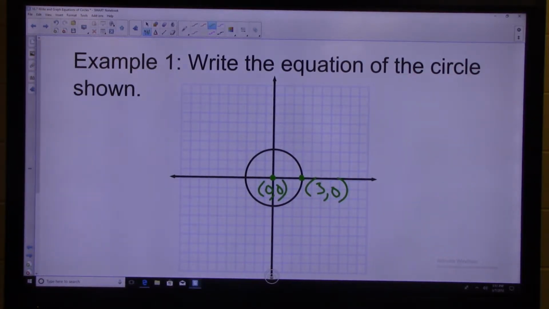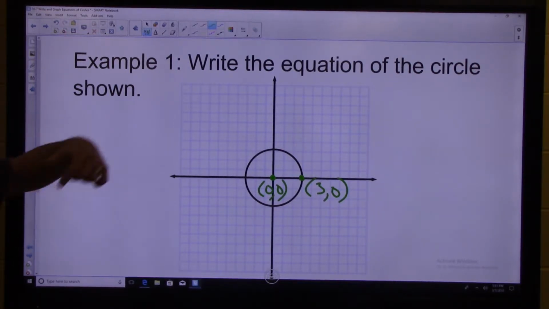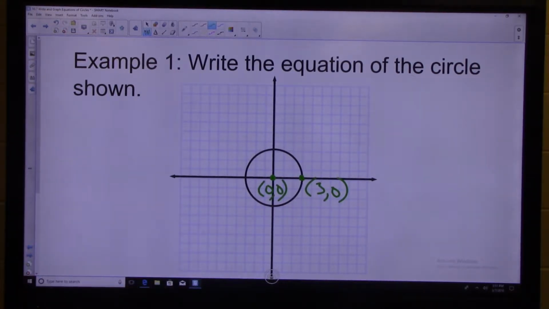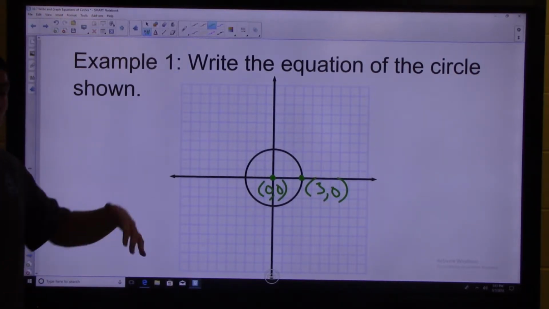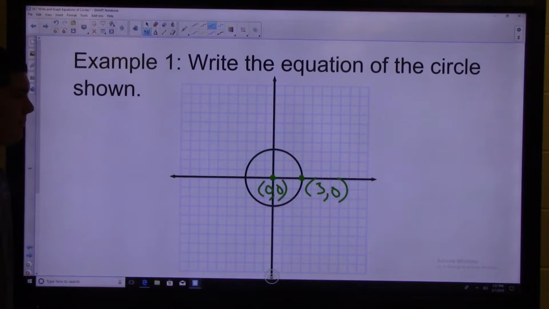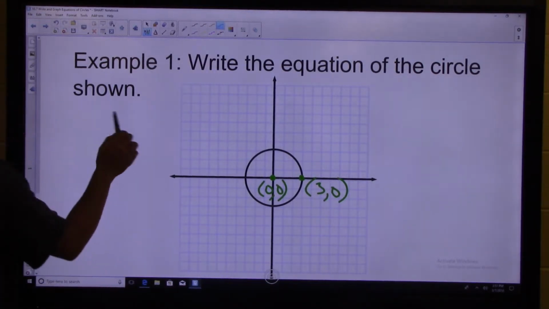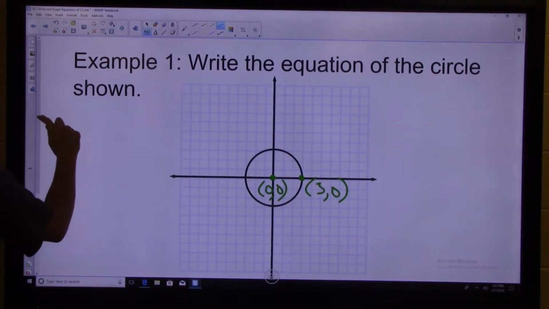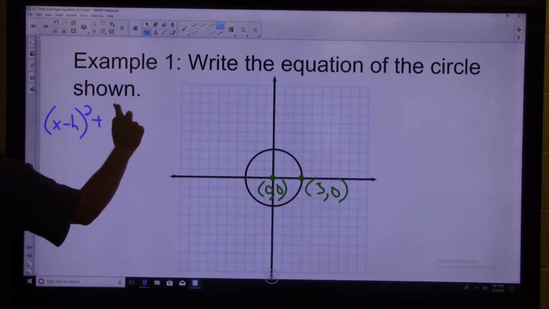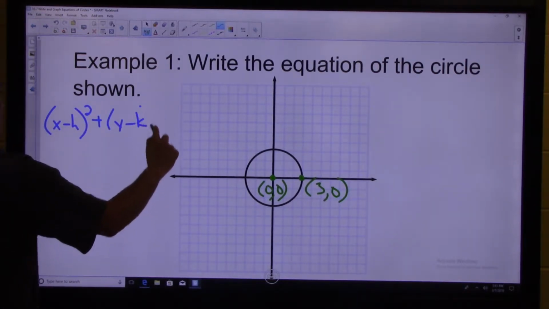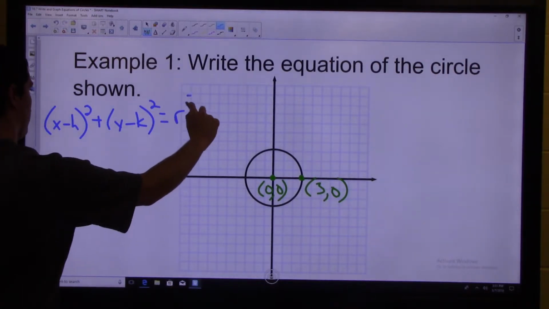Okay. So if we want to write the equation of the circle shown, what that means is we want to write the standard equation. So let me go ahead and write that formula or the equation out in general, and then we'll start filling stuff in. Okay. So here it is. Let me try to squeeze it in on this side. So it's going to be (x minus h) squared plus (y minus k) squared, and that's equal to r squared.